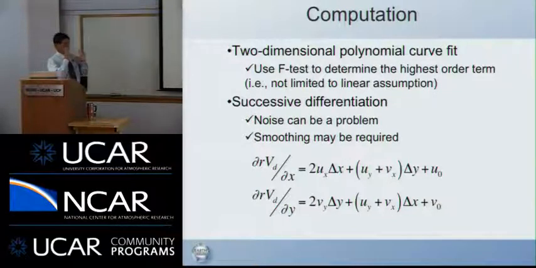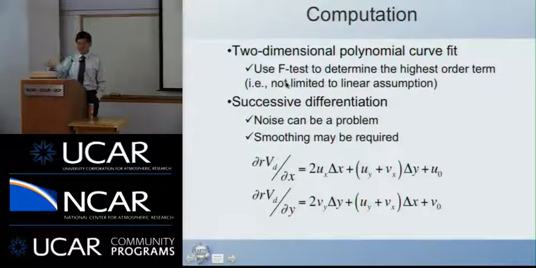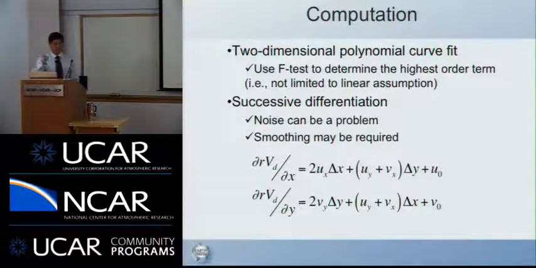With this nice quadratic equation, there are many different ways to extract information out of it. I'll just illustrate two of them. One is the two-dimensional polynomial curve fit. You can fit the Doppler velocity on the constant altitude, or the PPI, with that two-dimensional polynomial equation. Where do you stop? You can use the F-test to see if the majority of amplitude has been resolved in your low-order coefficients.